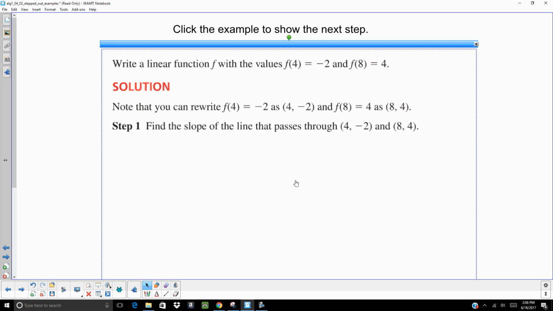Now we can find the slope between those two points. The difference of our y's over the difference of our x's, and we get 1.5. If you wanted to leave it as 3 over 2, I'm perfectly fine with that.